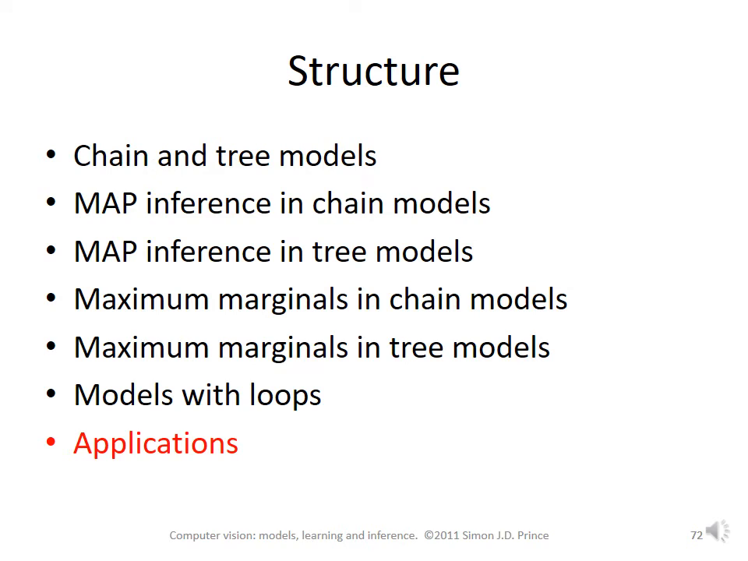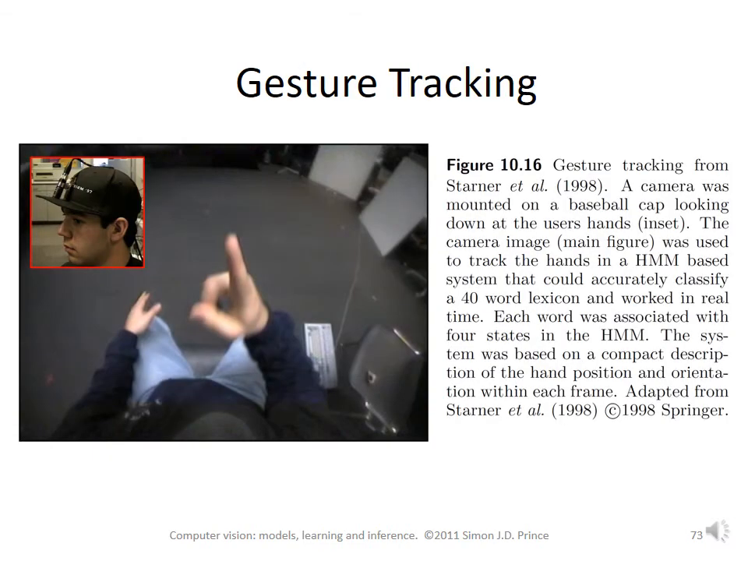Now, a few words about possible applications now that we know how to do MAP inference for chains and trees. We've already mentioned gesture tracking, where you have a camera. In this case, there's a camera looking down through the baseball cap, looking down at the person's hands. Here we're trying to estimate what this person's sign language is trying to tell us, and we model it as a hidden Markov model, i.e. a chain of world states connected to each other using these pairwise directed edges, and each world state is associated with an independent observation X.